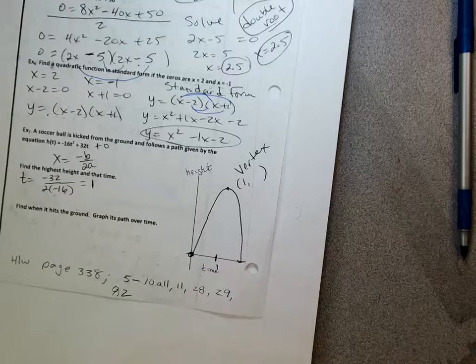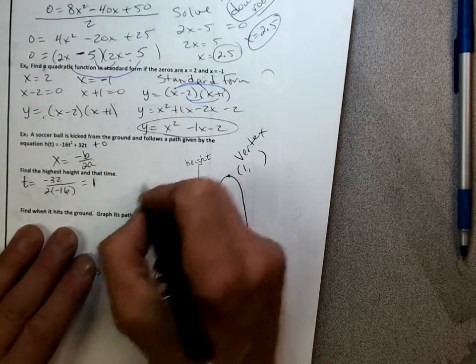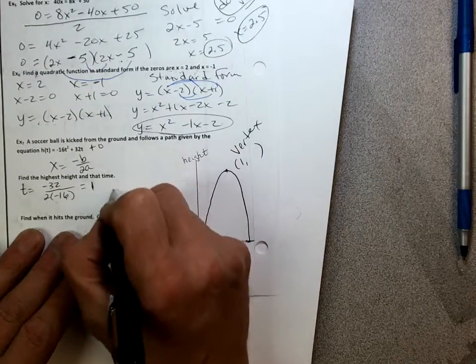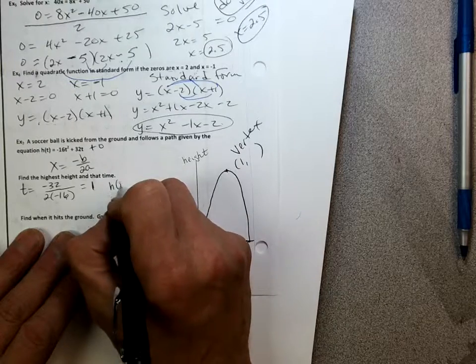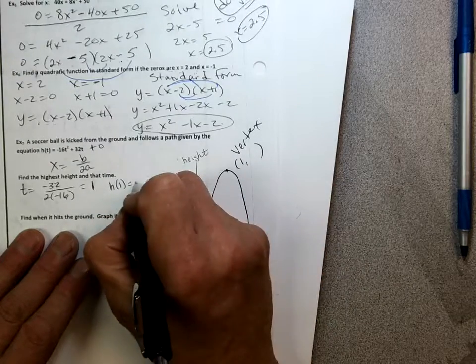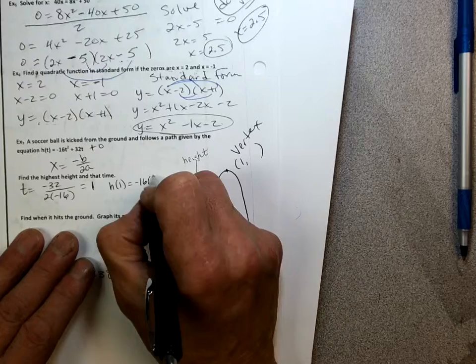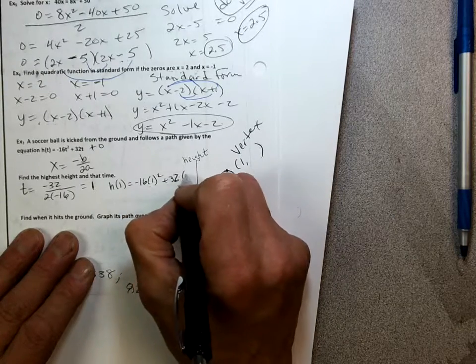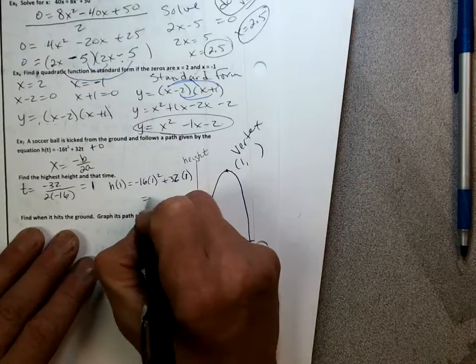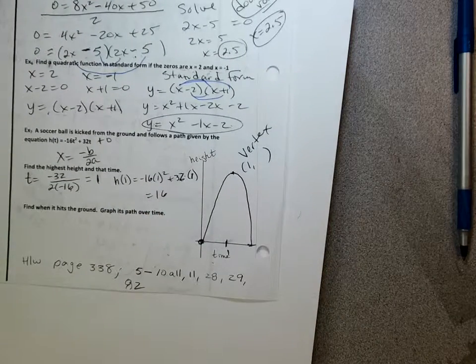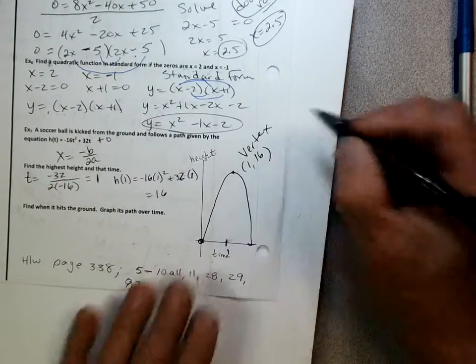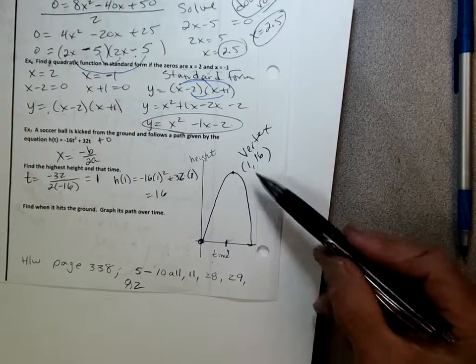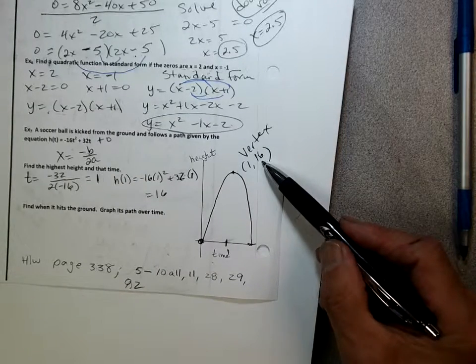What's that height? Well, plug it in. So take my 1, and we'll go, okay, h of 1 is equal to negative 16 times 1 squared plus 32 times 1, and that turns out to be 16. Okay, you can use your calculator. It is 16. Okay, here we go. We know this, that after 1 second, it's 16 feet high.